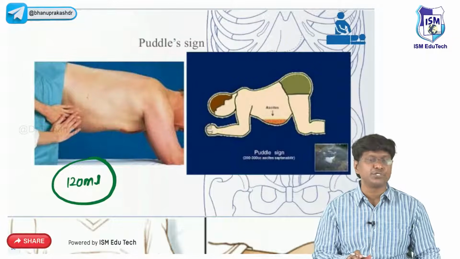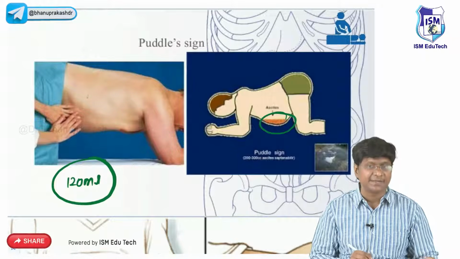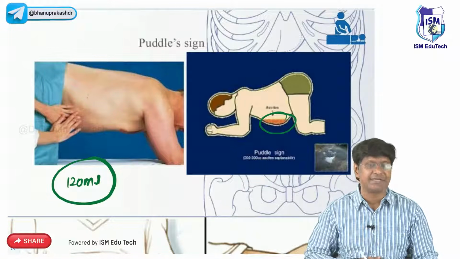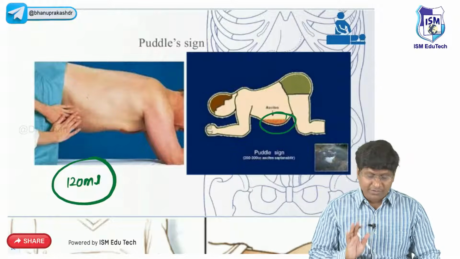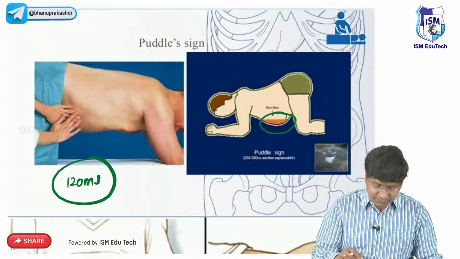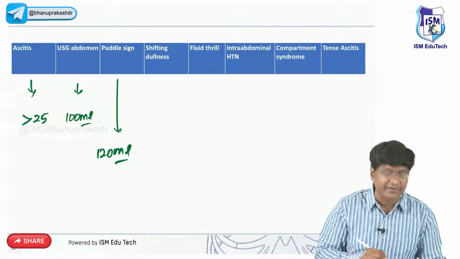This should be the position of the patient whenever you are eliciting the puddle sign, where the fluid accumulates in the central part of the abdomen and you get a dull note in the central part, and in the flanks you get a tympanic note. So that is your puddle sign. The puddle sign will be positive when the quantity of fluid is around 120 ml.